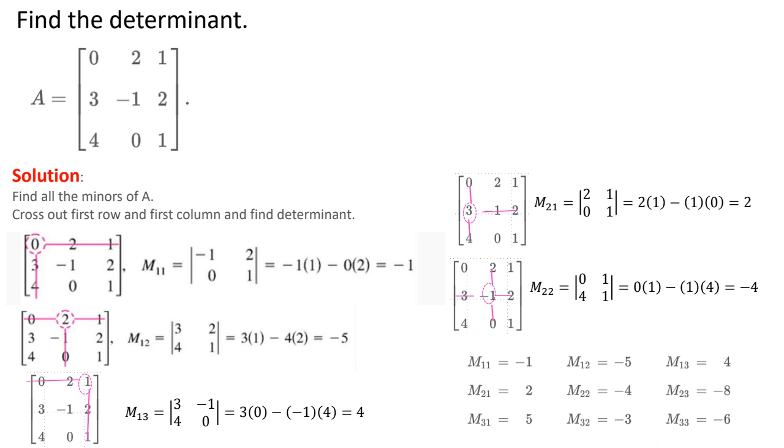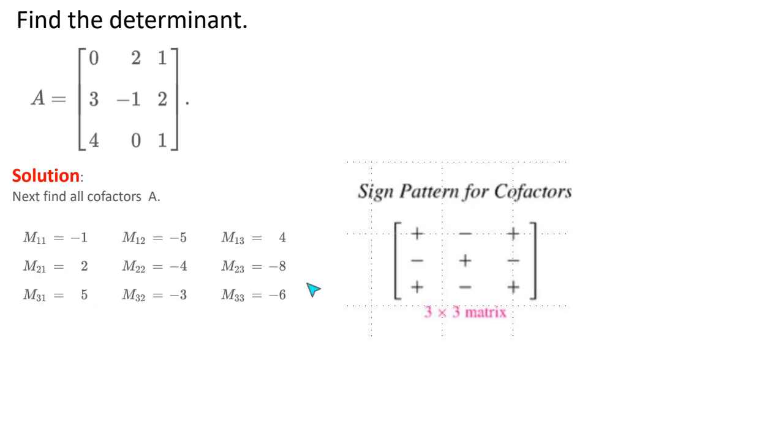Once you have your minors, then we're going to use cofactors. And all this means is that we're going to take our minor times our cofactor here. So negative 1 times a positive is negative 1. Negative 5 times a negative, positive 5. 4 times a positive is positive. 2 times a negative is negative.